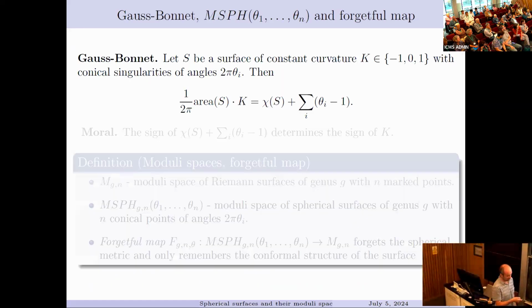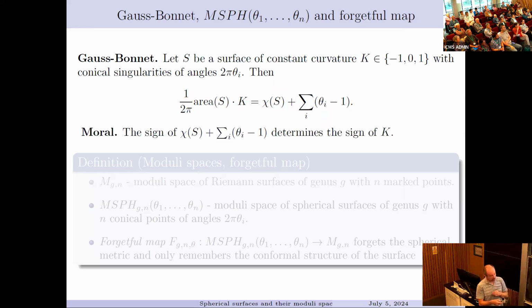Now, the next very important thing: suppose you have a surface with conical singularities, and then there is the Gauss-Bonnet formula. You have this surface with conical angles 2 pi theta, then, where k is curvature, 1 over 2 pi times area times curvature is equal to the Euler characteristic of the surface plus the sum of defects. We have this formula.